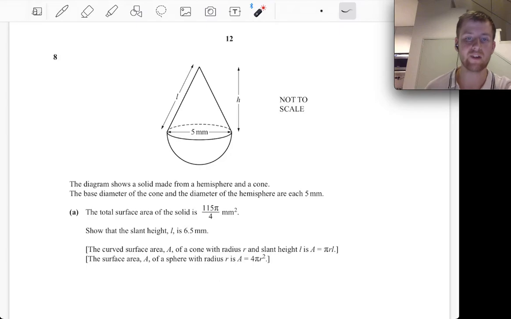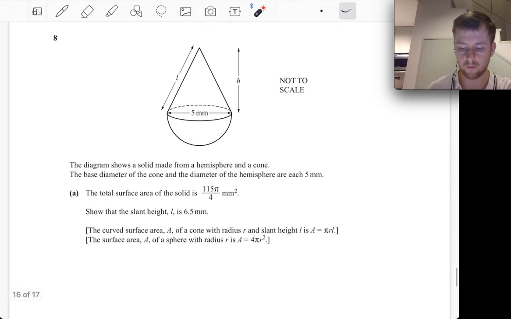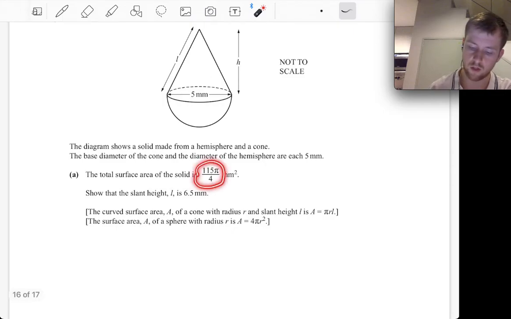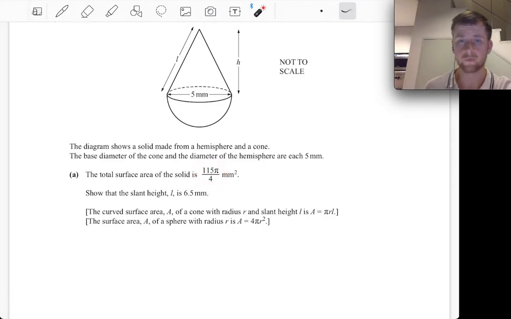The base diameter and the diameter of hemisphere are each 5 millimeters, so we know the diameter. And the total surface area of this solid is 115 pi over 4. You see, so you're given it in these kind of units. Show that the slant height is 6.5 millimeters.